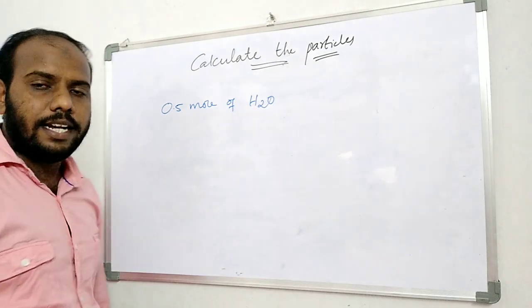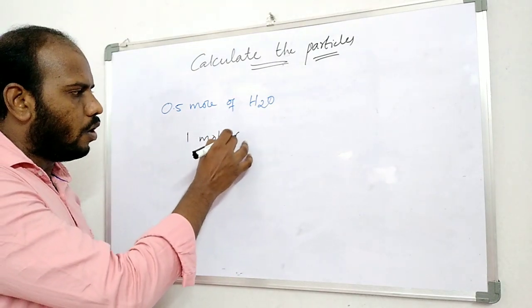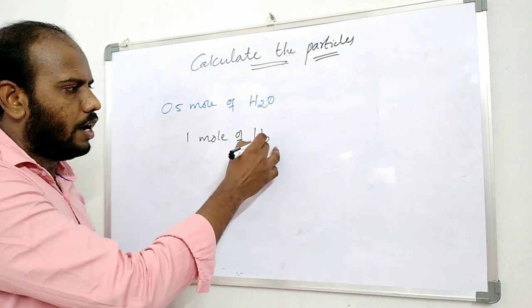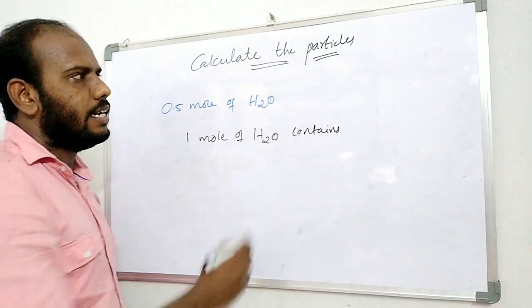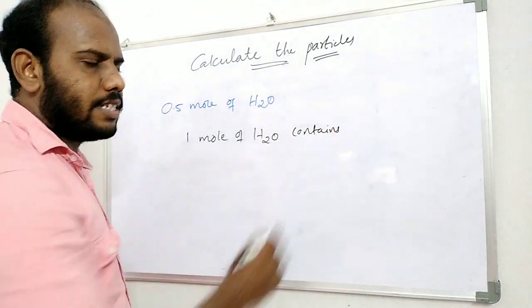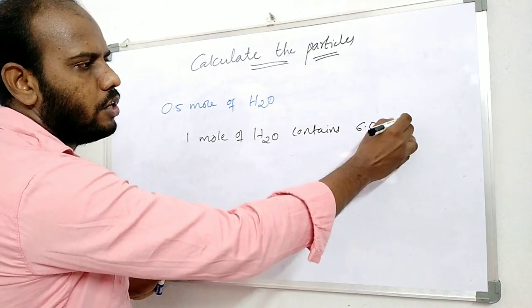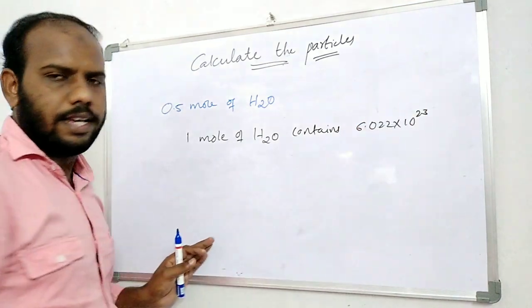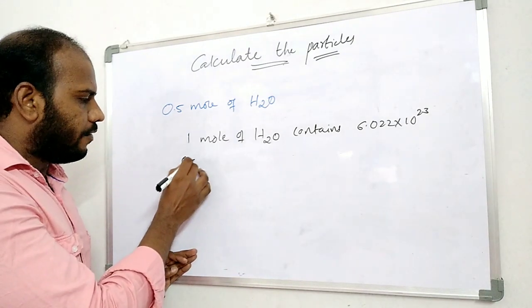We know the standard value of the mole is 1. So we write: 1 mole of water contains how many particles? We know the standard value of the particles is 6.022 into 10 to the power of 23. Yes, children. Now how many moles are given here? 0.5 mole.